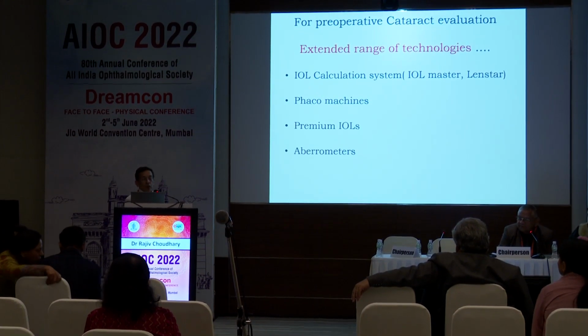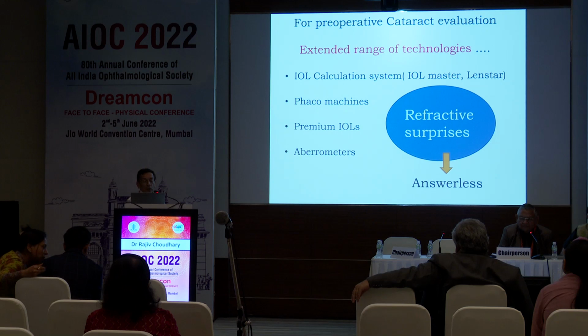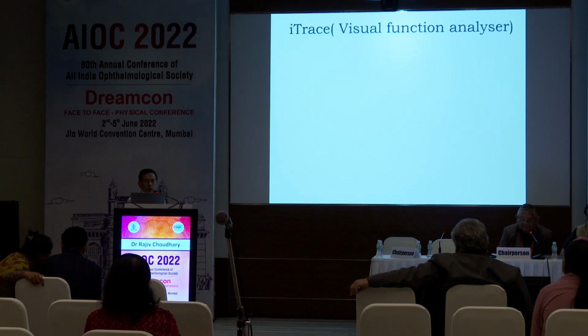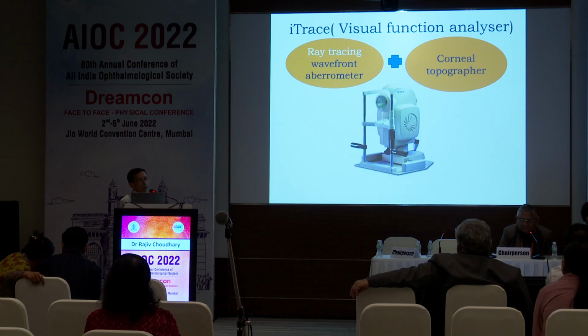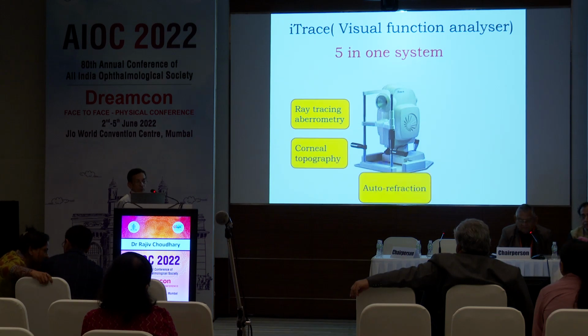We have the IOL calculation, IOL Master, FECO machine, premium IOLs, and aberrometers. Still, sometimes we have a refractive surprise or an unhappy patient. So there is a new concept, the eye trace visual function. It is basically a ray tracing wavefront aberrometer and corneal topographer. It is a 5-in-1 system: ray tracing, which gives the aberration, then corneal topography, auto refraction, autokeratometry, and pupillometry.